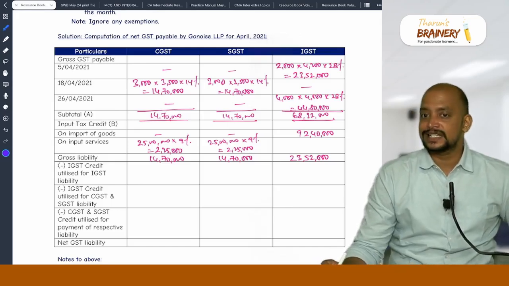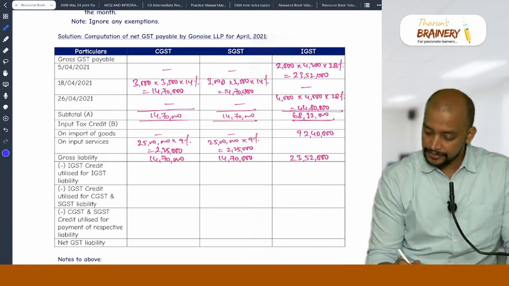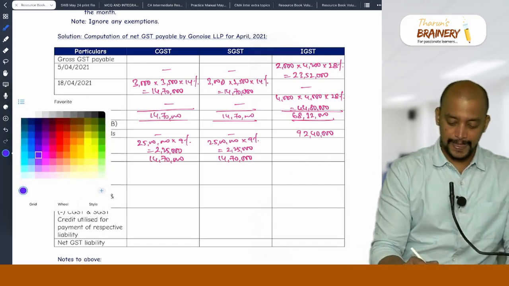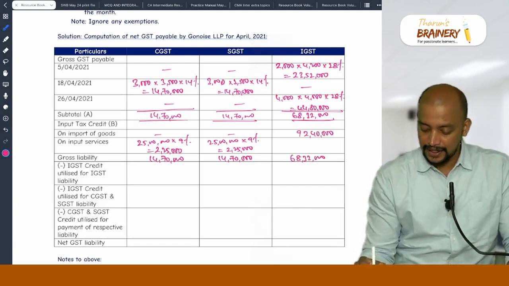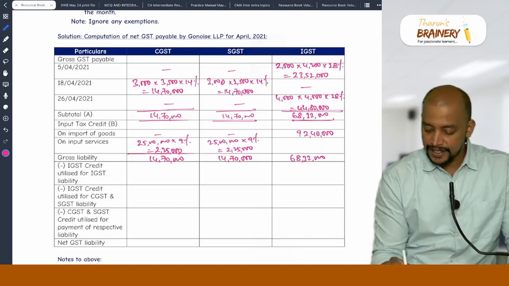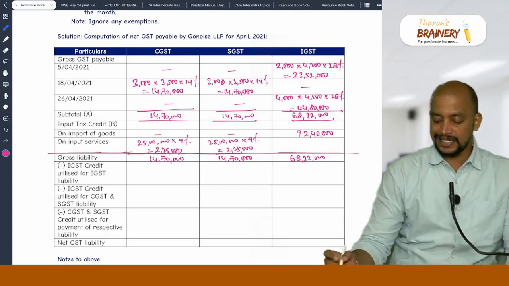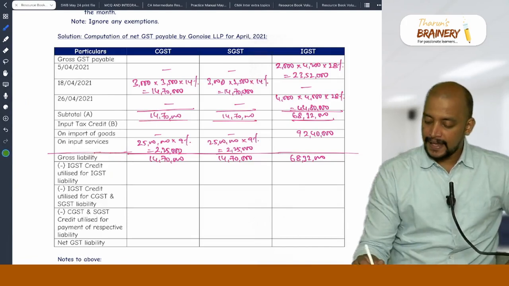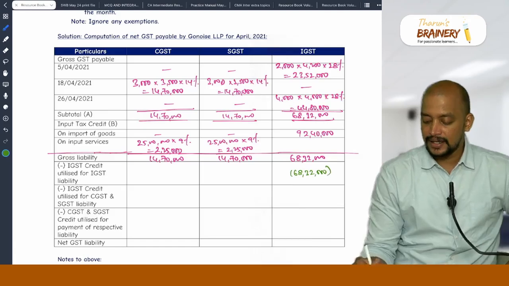IGST credit. How much is the IGST credit that we have? 68,32,000. So even though we have all three credits, which credit do we need to exhaust first? IGST credit. IGST credit should be utilized first for payment of what? IGST liability. So 68,32,000 I have utilized. Now what is left?